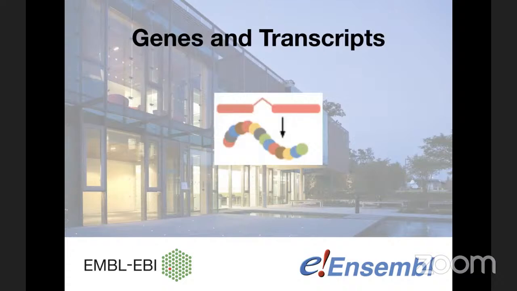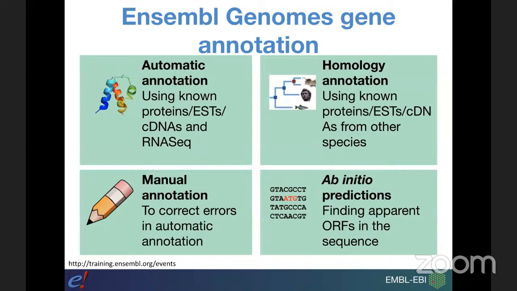We're going to talk about genes and transcripts in Ensembl. Ensembl Genomes does not carry out primary annotation of protein coding gene models. The gene models can be imported either from annotation in INSDC sequence archive records, or from other public sources. In addition, Ensembl Genomes is also involved in collaborations from which manual annotation is imported. We also have manual annotation to correct errors in automatic annotation.